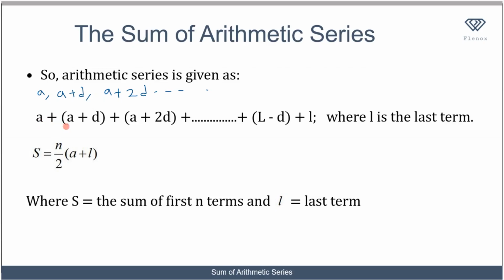So when we add all the terms in an arithmetic sequence, what do we get? We get S equals n over 2 into bracket a plus l. I'm not going to go through the derivation, where S is the sum of the first n terms and l is the last term, and you know that a is the first term.